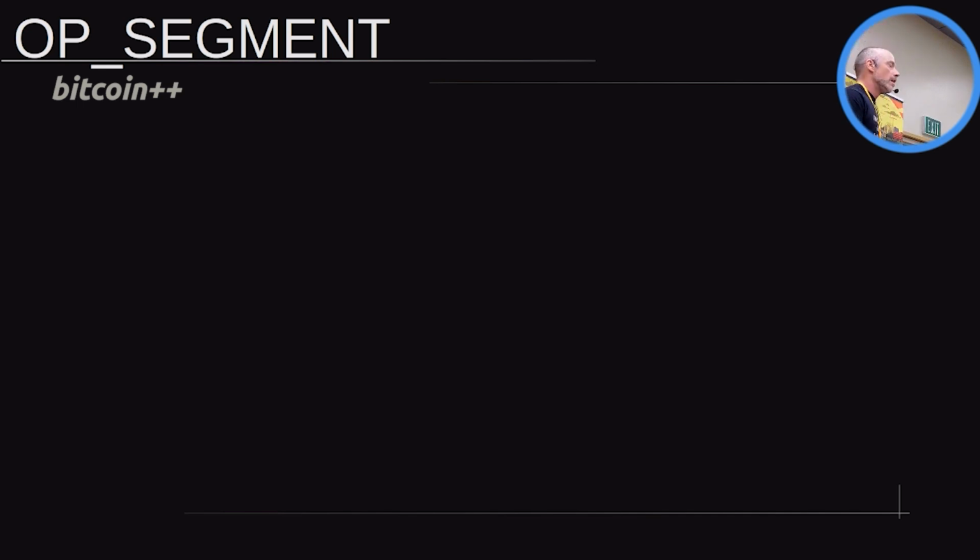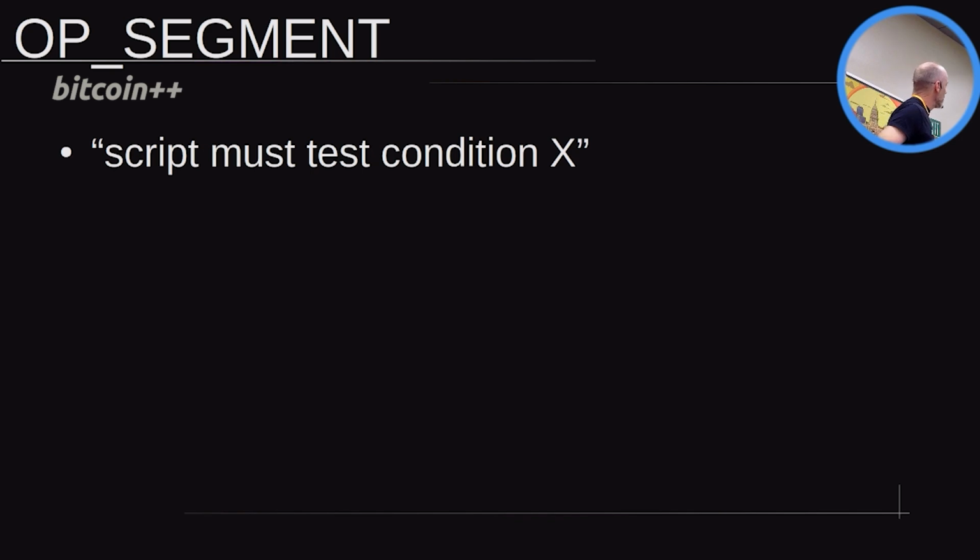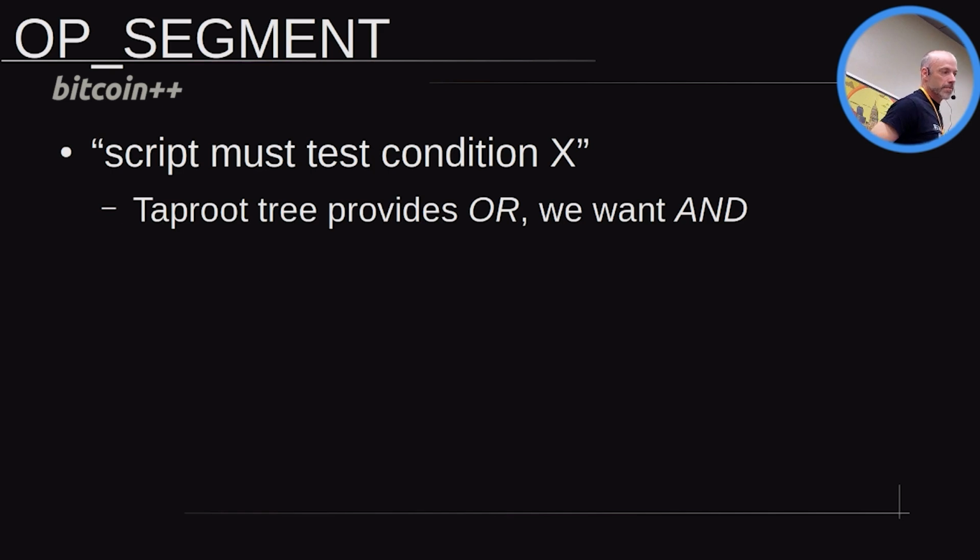You see, if you want to say this script, I don't care what it does, but it has to test condition X. It has to be a 20 block delay or whatever else, and then whatever else you want. You can't do this. You see, you can't use separate taproot leaves because they provide an or. You want an and. You want to say this condition and something else.